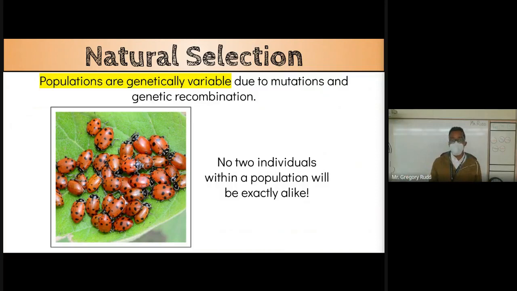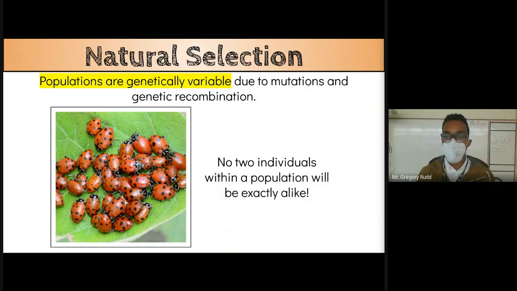That competition comes from genetic variability. We talked about genes in the last unit. But populations are genetically variable. No two individuals within a population are going to be exactly alike. So we see these ladybugs here. Clearly they have different patterns on their backs. They've got different numbers of spots and different sizes of spots. So they're all genetically variable. But let's say that something were to happen and the individuals that have the least number of spots are going to survive the best. Then that means that individuals that had 10 spots are going to die that year. And individuals that only have one or two are probably going to do pretty well. So this is how competition comes into play.